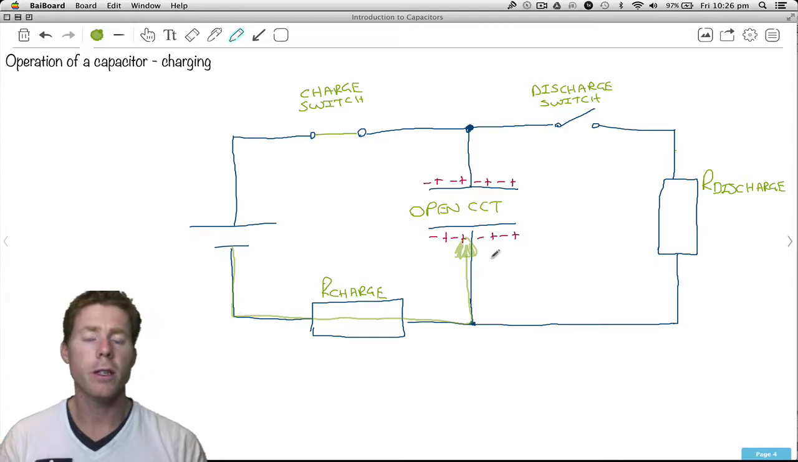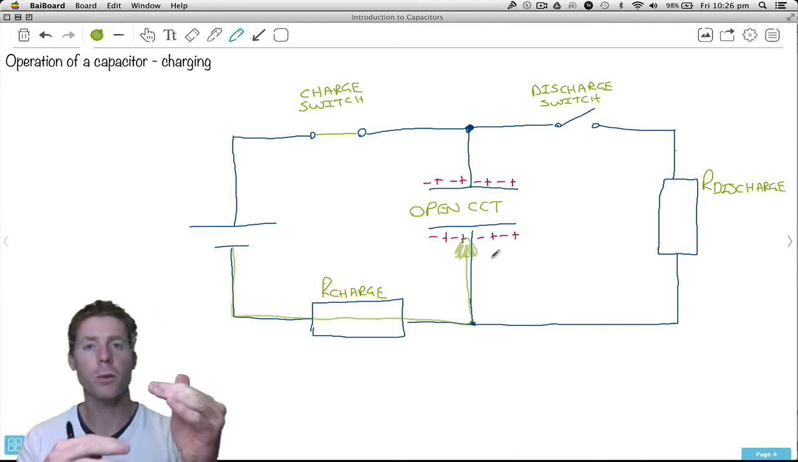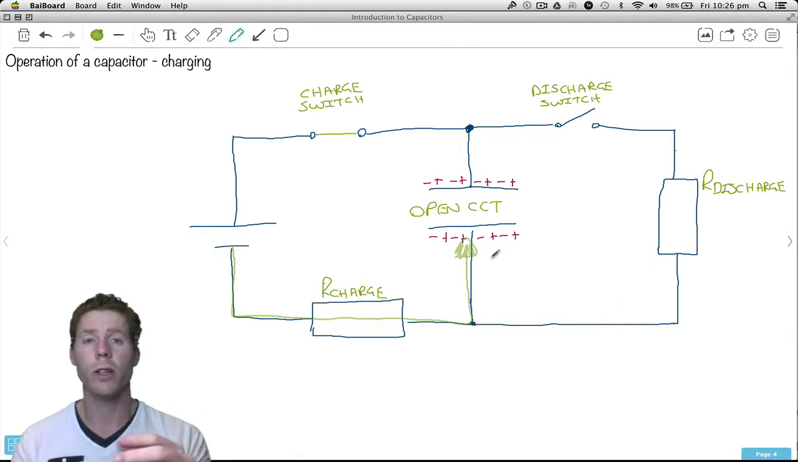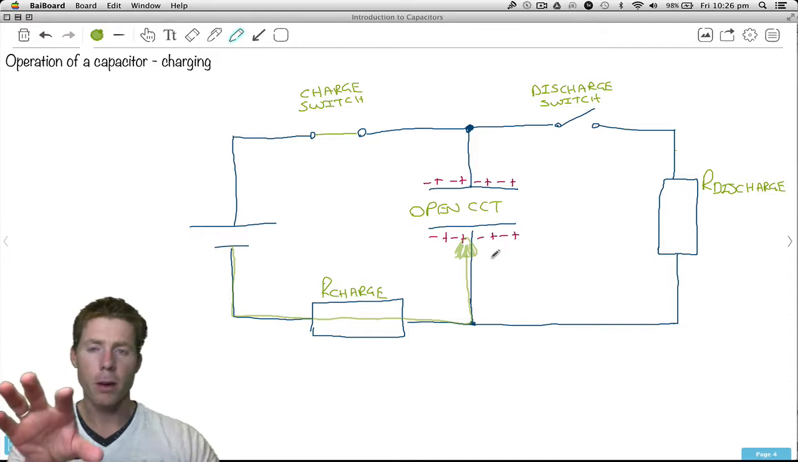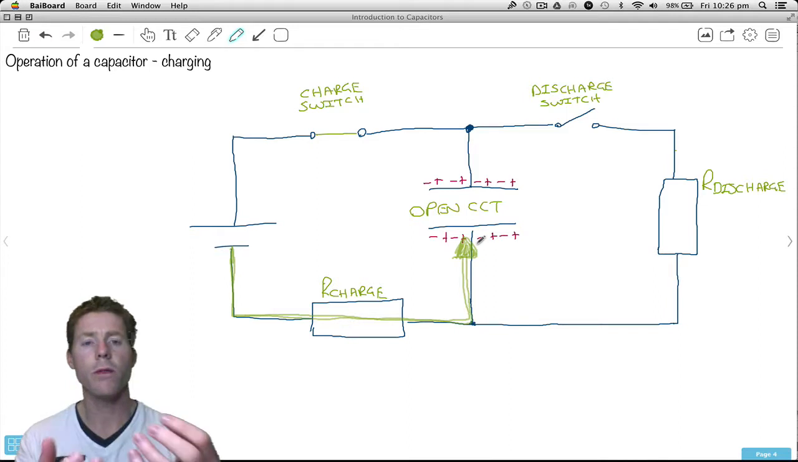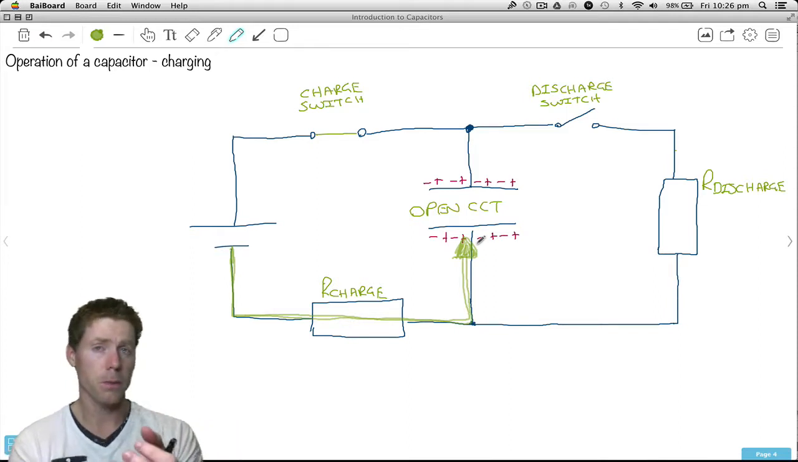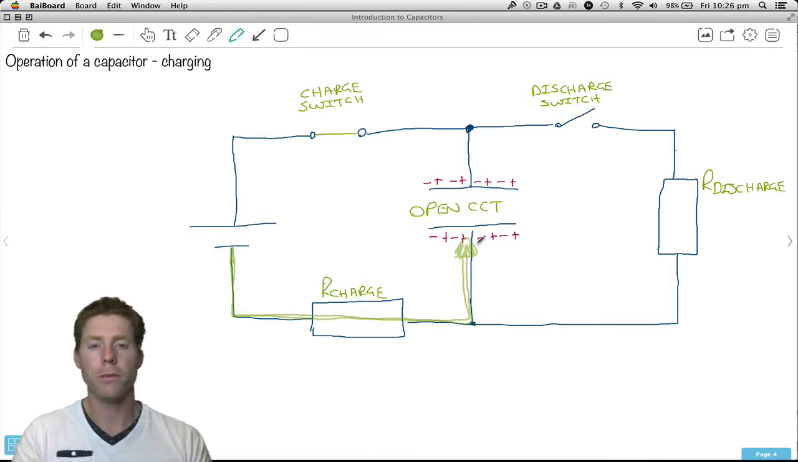The reason for that is the atoms on each of those plates are electrically neutral. There's the same number of protons as there are electrons. So if we now apply a potential difference with our power supply, we've got a whole heap of electrons over here, and they are going to be pushed onto this plate. So if we start receiving electrons on this plate over here, we now have an excess of electrons. With an excess of electrons there, it's going to start to build up a negative charge.